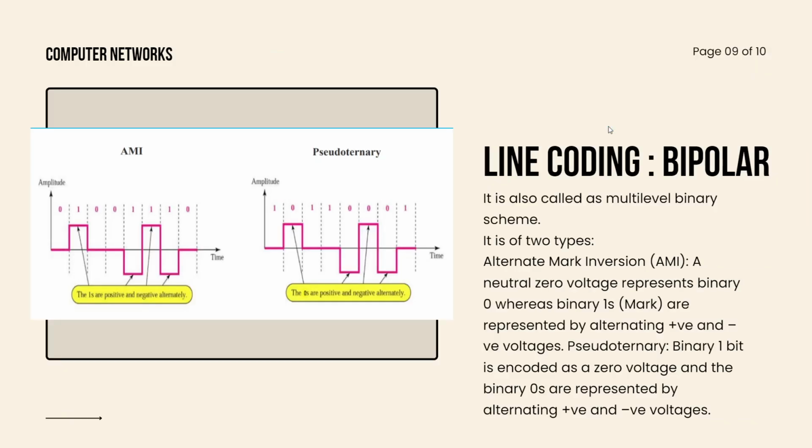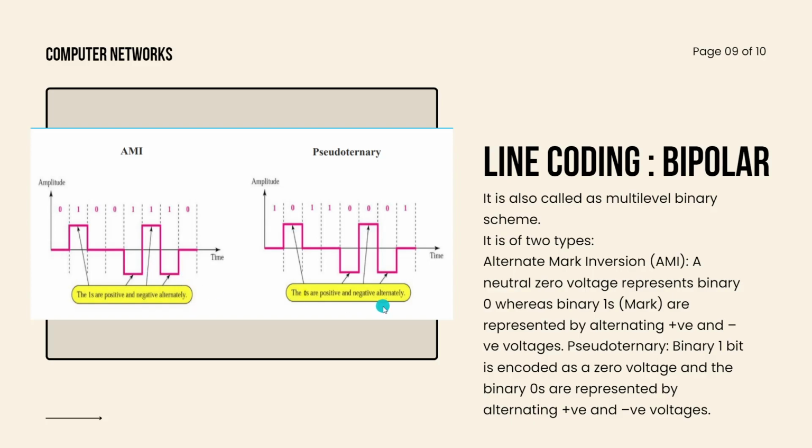Moving onwards, we have line coding on bipolar. Now there are two types of bipolar line coding. The first is alternate mark inversion, AMI, in which a neutral 0 voltage represents binary 0, whereas binary 1s are represented by alternating positive and negative voltages. In the line coding, we can see the 0 is always at the base and 1 alternates, sometimes positive and then negative, positive and then negative.